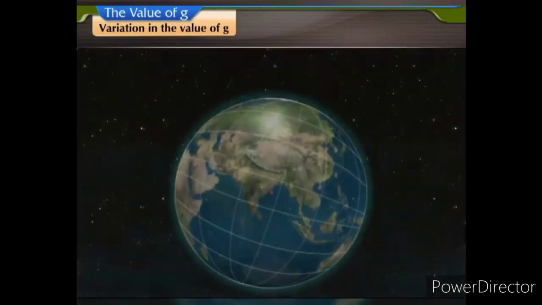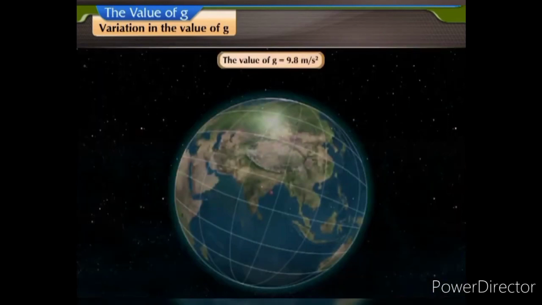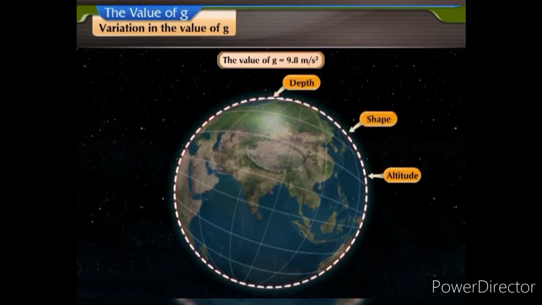Variation in the value of g. The value of g is equal to 9.8 meter per second square, but its value varies with the altitude, depth, and also due to the shape of the earth.